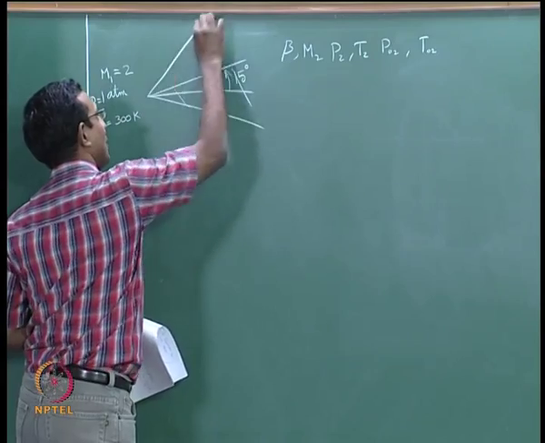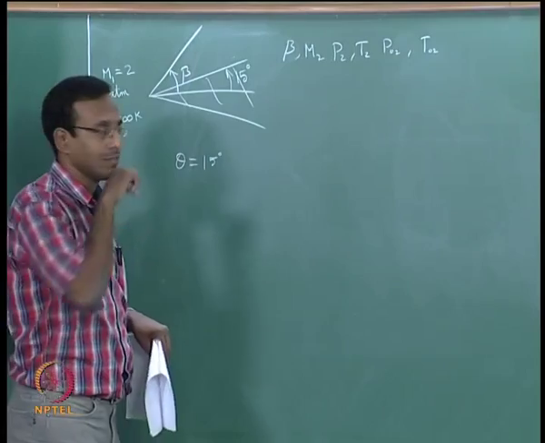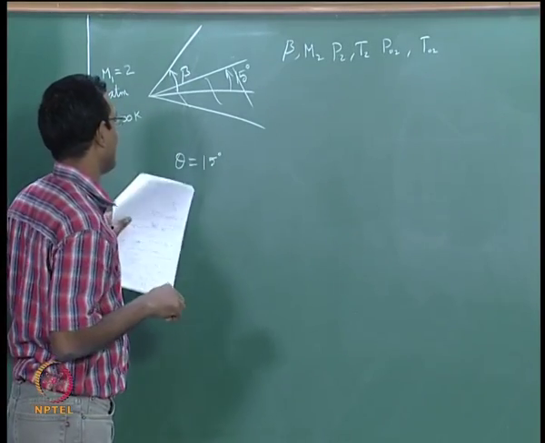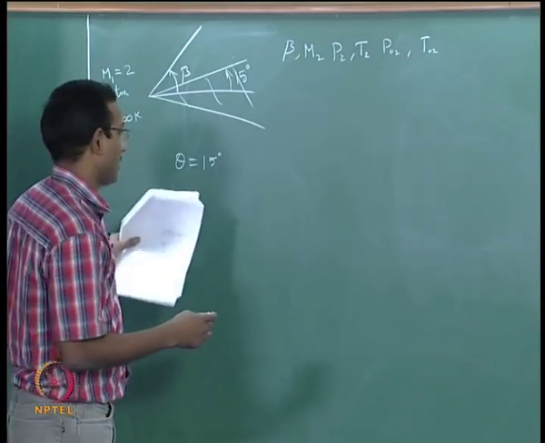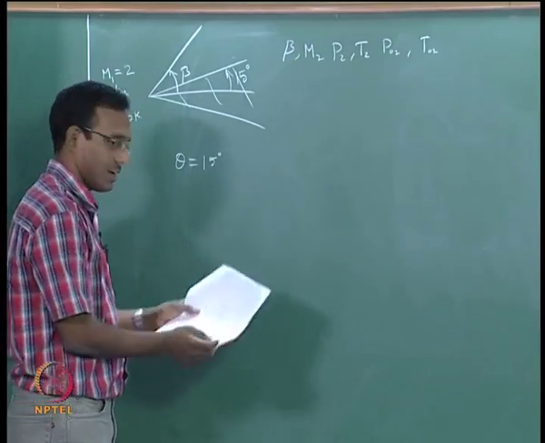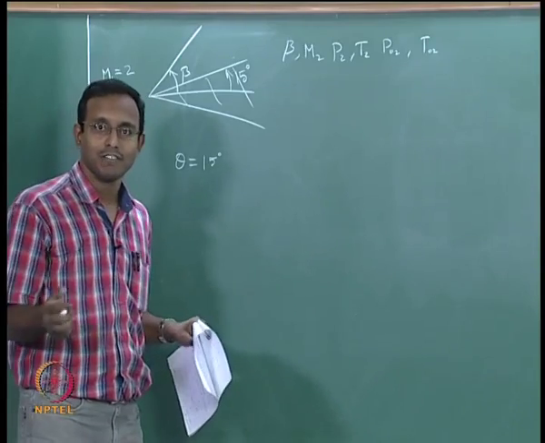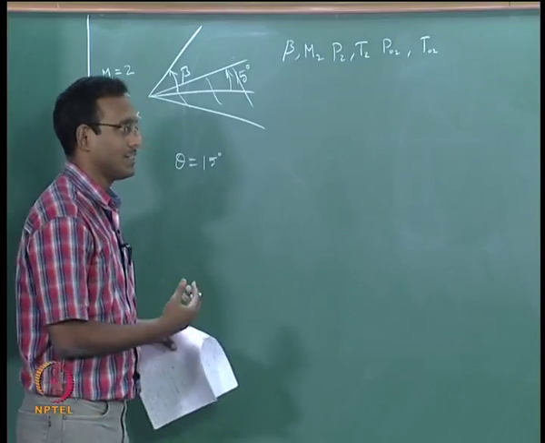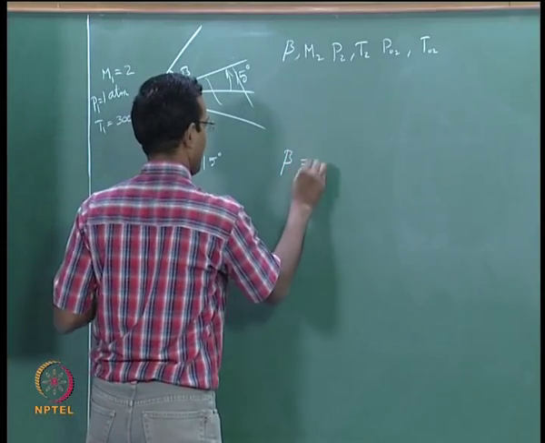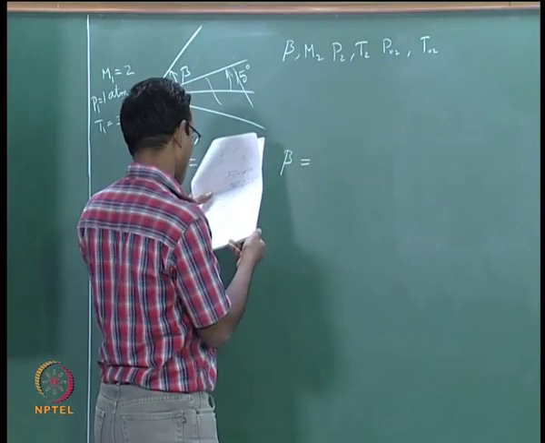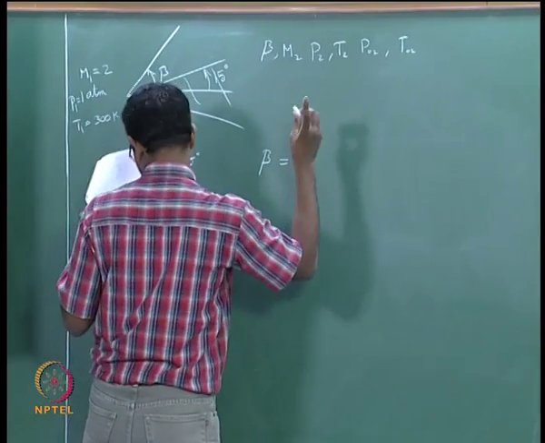I will just draw a line, this is my beta, I need this. So, I have to solve this for beta. How will I know the beta? I have to go back to my theta-beta-M curve. I have gas tables which give you, for a particular Mach number and a given deflection, the beta value, or you can just use the chart. I typically use the plot, even though I have the table.